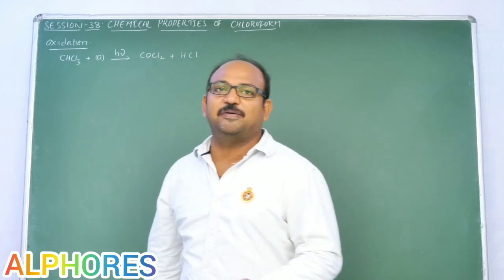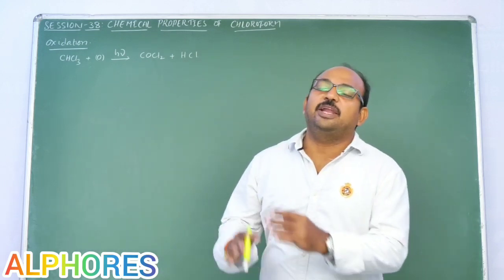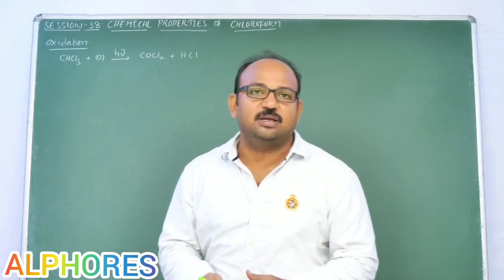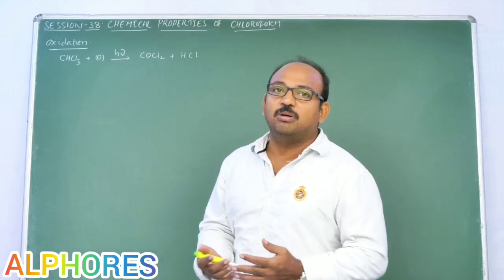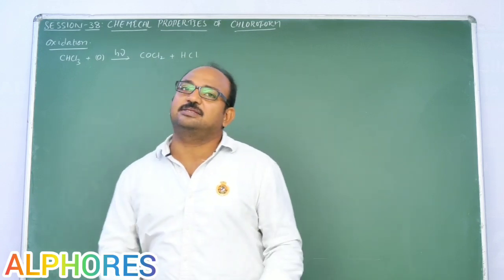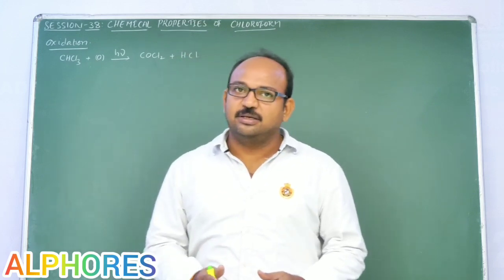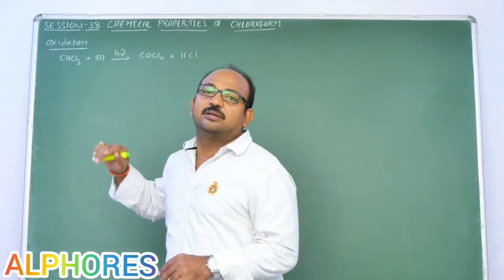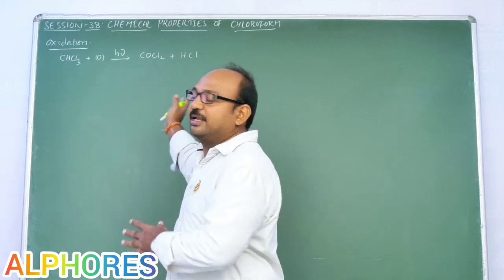What did we learn in the previous session? Phosgene is a poisonous gas. Earlier chloroform was used as an anesthetic, but later they came to know that because of its heavy use as an anesthetic, it may cause liver damage. Hence, right now we are not using it. It was replaced by halothane, which we will see a little later.